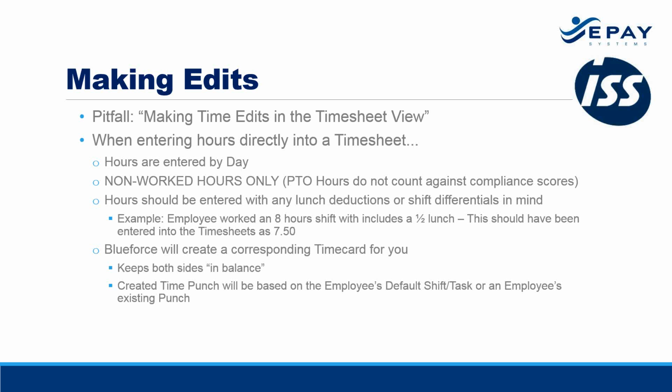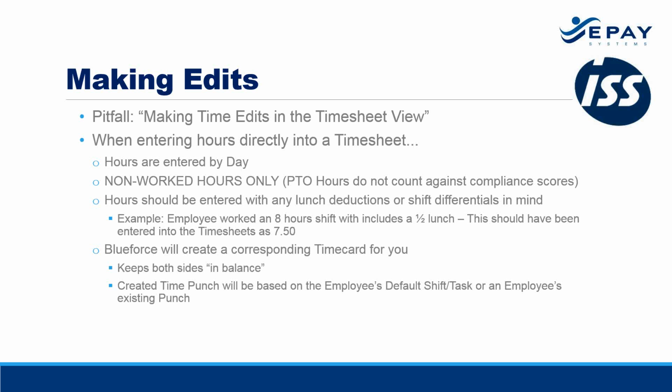Well, when you enter any non-work PTO-related hours or any entry directly into the timesheet view, the system says, I've got to keep both sides in balance. So I'm going to create a time card for you back on the time card section. What's going to happen here is the system says, all right, you put in 7.5 hours for me in timesheet view for this employee. Now I've got to make sure that you have a corresponding in and out punch over in the time card view.